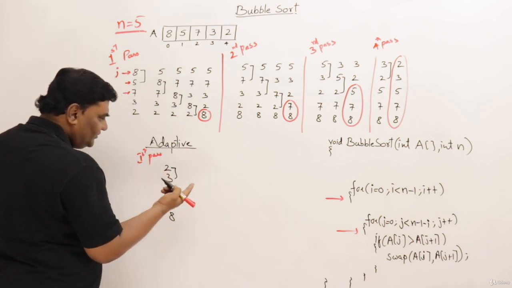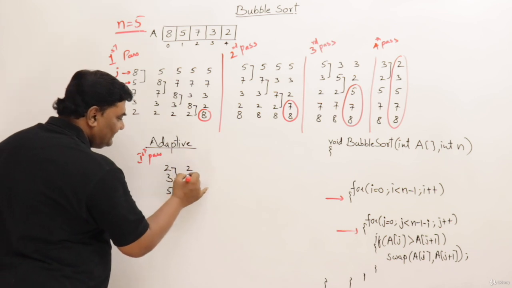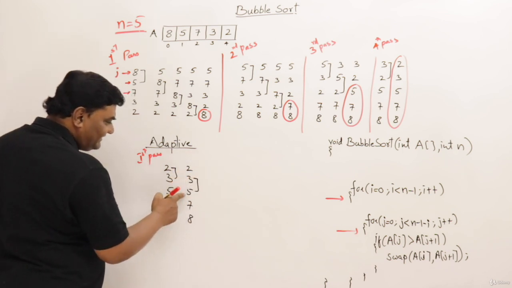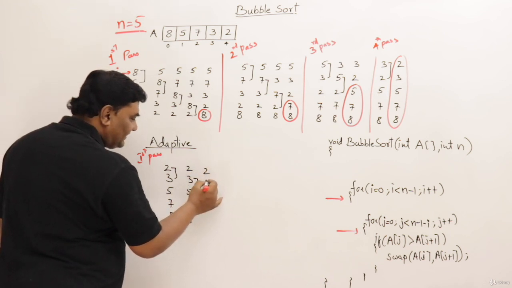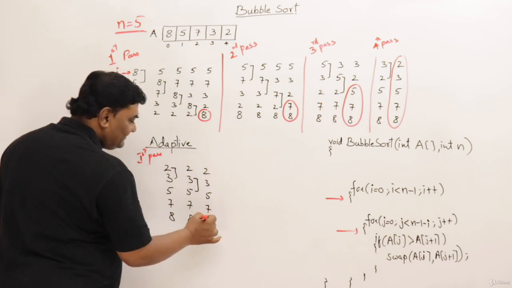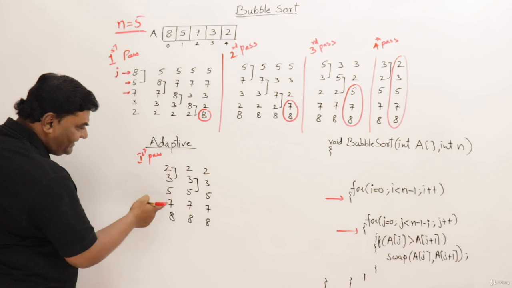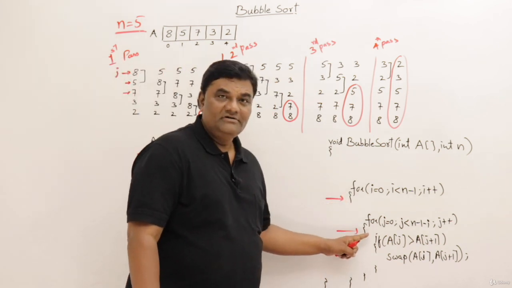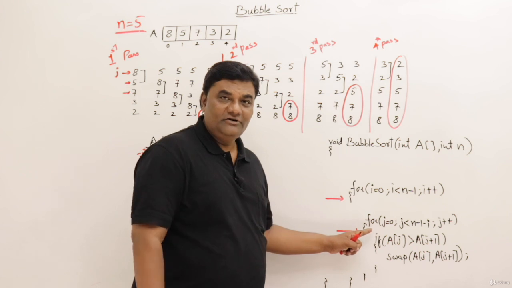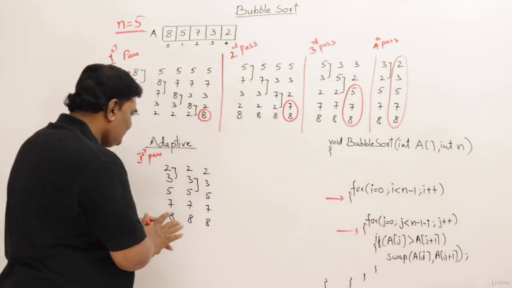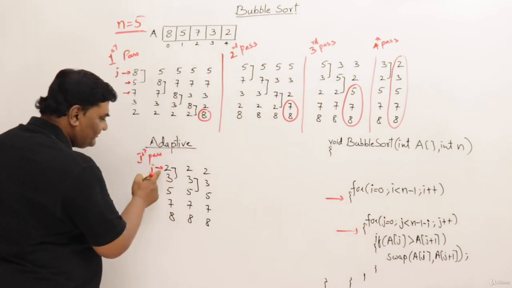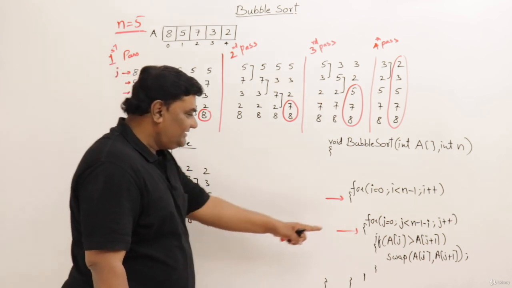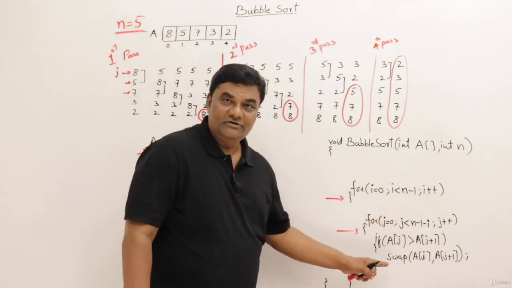Is swapping required? No, this is not greater. So write the elements as they are. Next, compare these 2 elements. Is it greater than this one? No. So write down the elements as they are. Can you tell me where this comparison and swapping is happening, in the outer for loop or inner for loop? Yes, it is happening inside the inner for loop. This is j, see, j was here, so j plus 1. Next time j was here, then j plus 1. So this is happening inside the inner for loop.